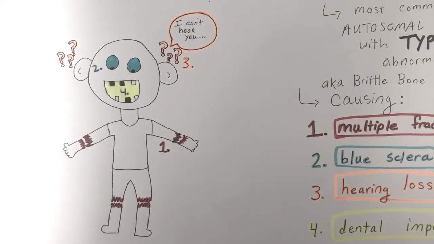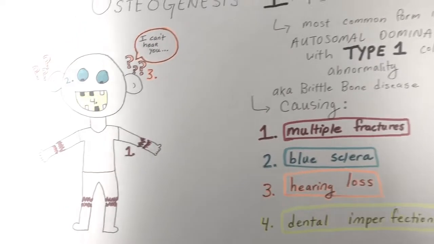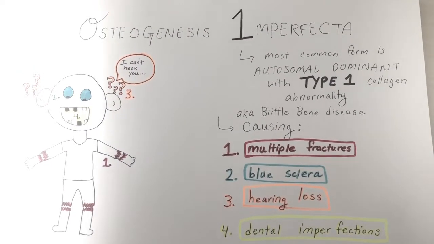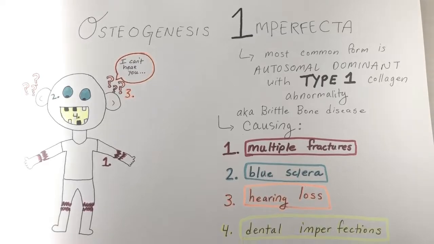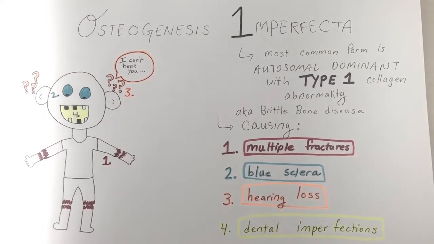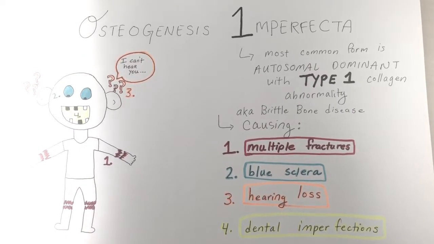And lastly, on the test, you may see this condition described as a defective bone matrix formation problem, or you may see it described as a problem with triple helix formation. Type 1 again is the most common type, and type 2 is usually in utero and is fatal.